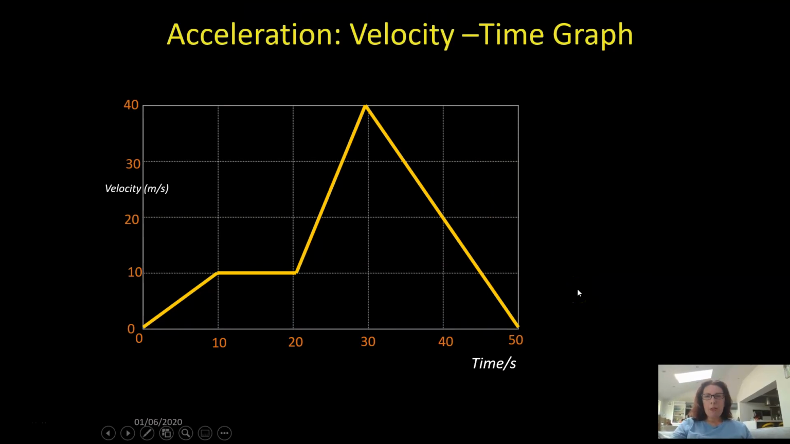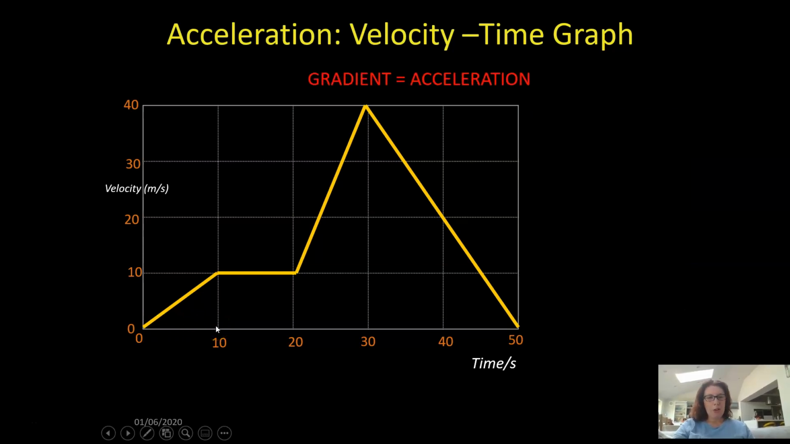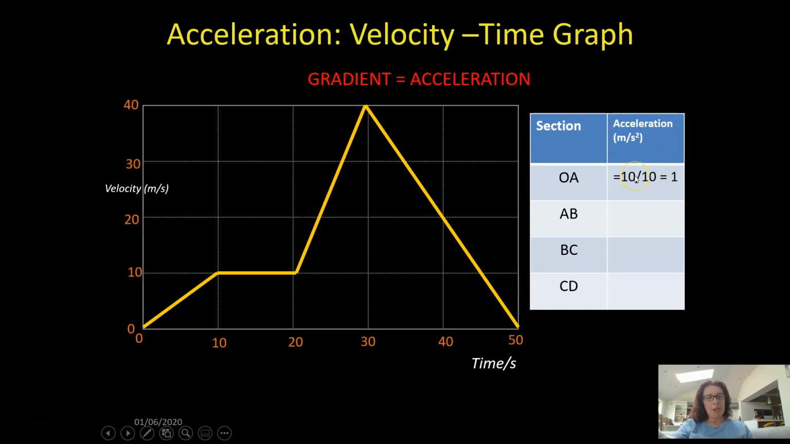Just going back to our graph then that you've drawn, we can calculate the acceleration from this graph by using the gradient similar to a distance time graph. So we do the change in velocity divided by time. So if we look at section O to A, which is this first line here, the change in velocity is from 0 to 10, so that's 10. And the time taken is 10 seconds. So 0 to 10, change in velocity, 10 divided by time taken is 10, which equals 1.